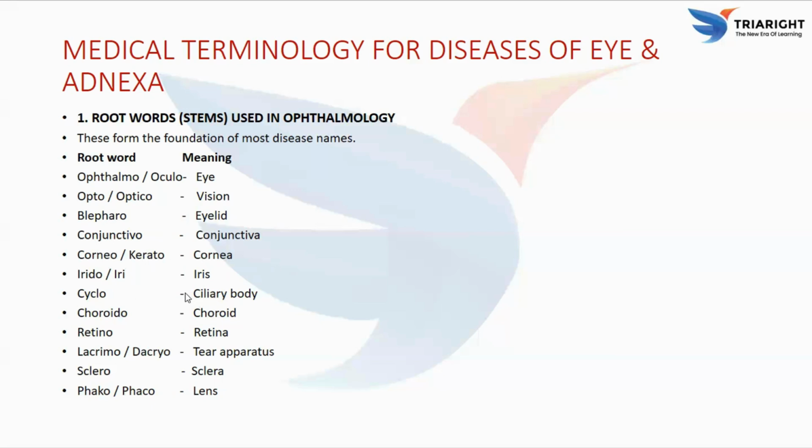Next is cyclo. Cyclo, the meaning is ciliary body. And choroido means choroid. Retino means retina. Lacrimo means tear apparatus. For tear apparatus, you have two root words, lacrimo or dacro, or lacrimal system. So it refers to the tear glands and tear drainage system. For example, dacrocystosis means infection of the tear sac. And then sclero is the root word for sclera. Phaco means lens. So these are some of the root words which are associated with the eye.